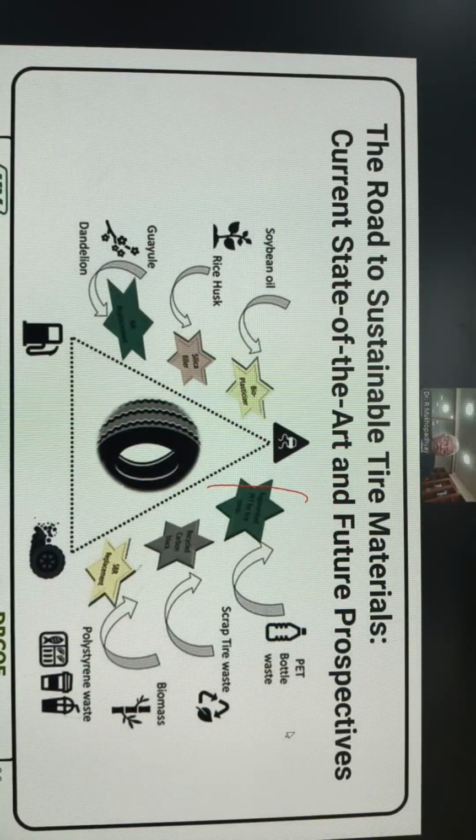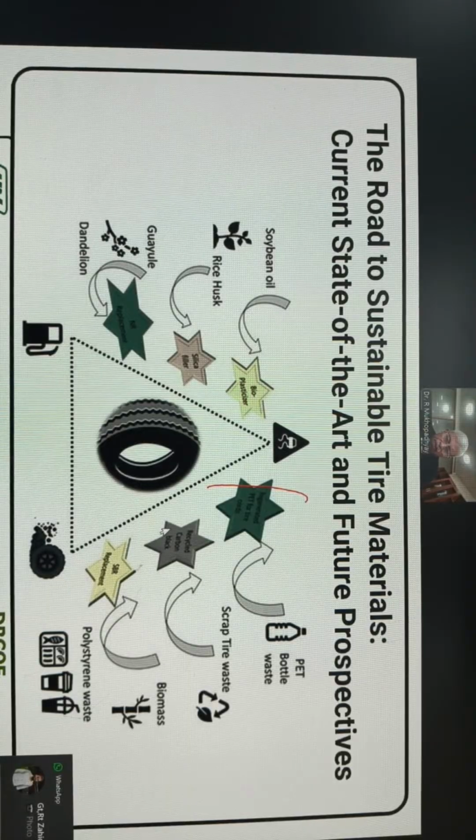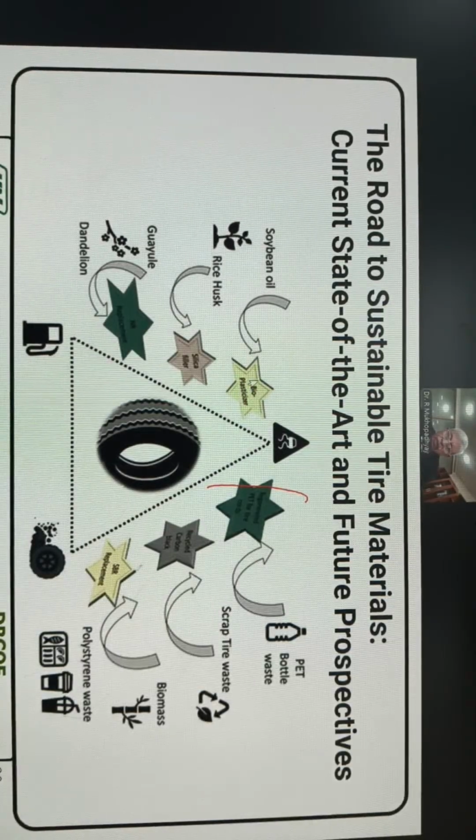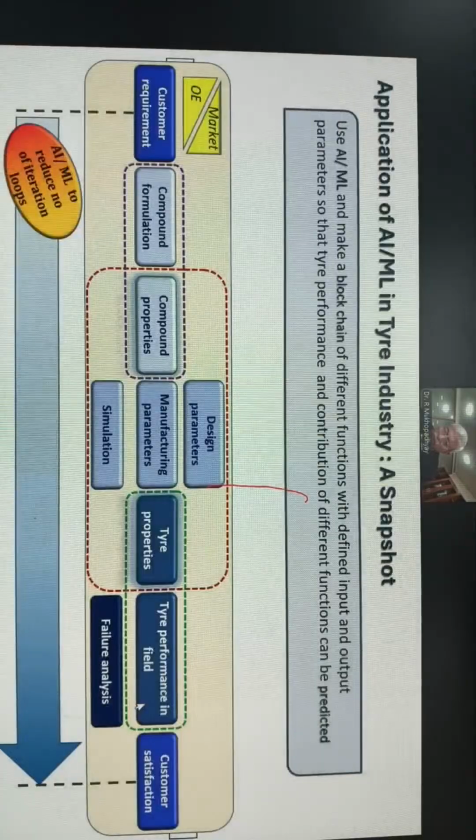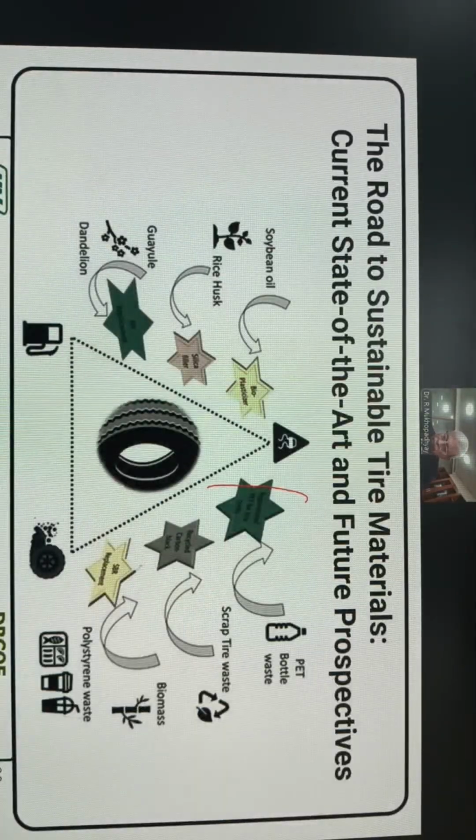But tomorrow there is very clearly sustainable tire material. You require, first of all, a type of rubber: natural rubber, guayule or dandelion. These are coming, but natural rubber will continue; natural rubber is the most sustainable material. Then silica from rice husk, then eco oil, then recycled polyester, then scrap regenerated recycled material, and biomass material, and so on.